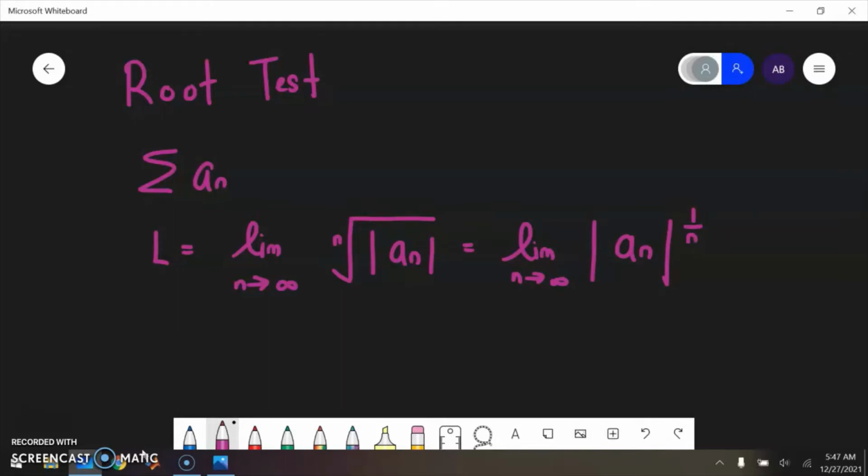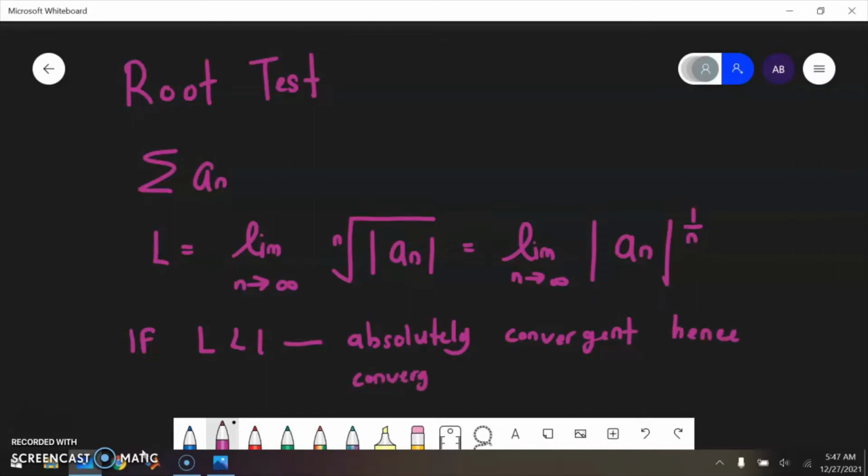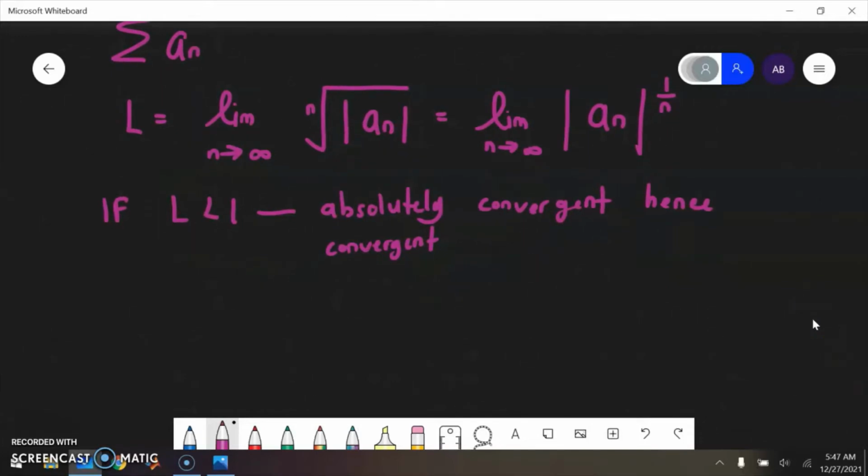Now for this L, if L is less than 1, the series is absolutely convergent, and you can say that it is convergent. When it's absolutely convergent, it means it's convergent. Now if L is greater than 1, the series is divergent.